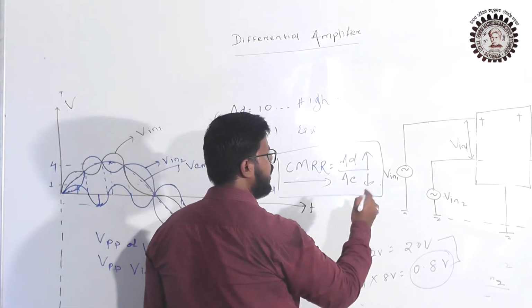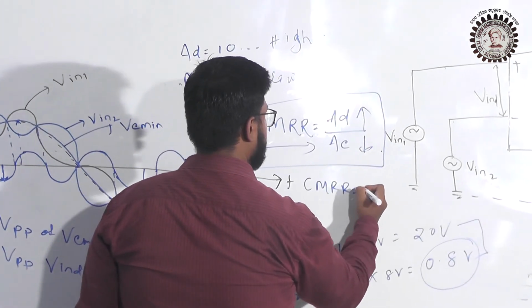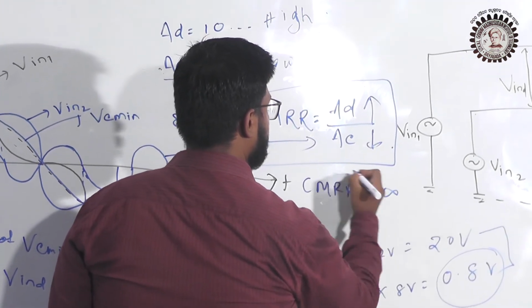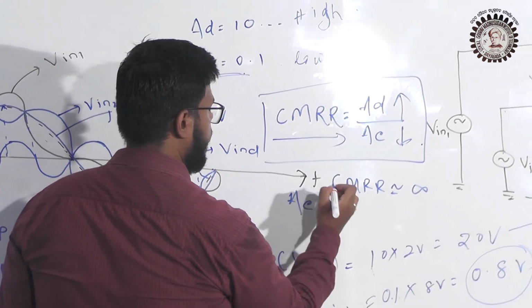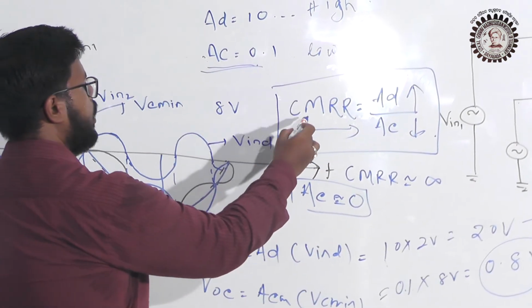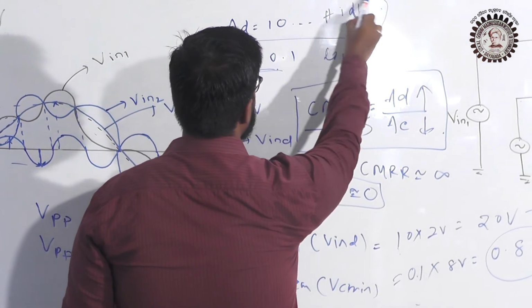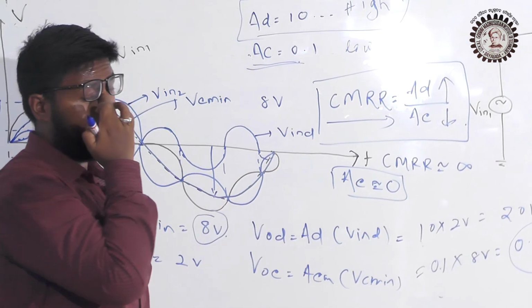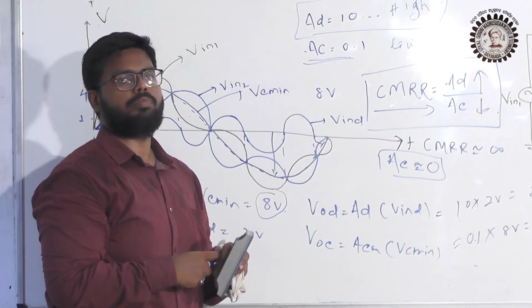For an ideal op-amp, the common mode rejection ratio is near infinity. It means we always try to make our common mode gain near 0, so that our common mode rejection ratio will be infinity, and our differential gain should be high. That is the prime aim of an operational amplifier. That's why operational amplifiers are very good.